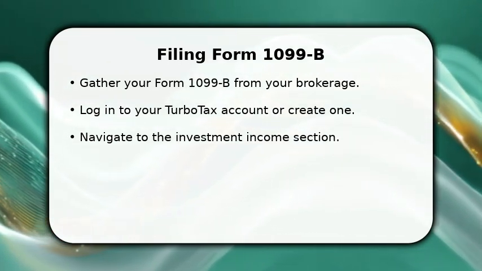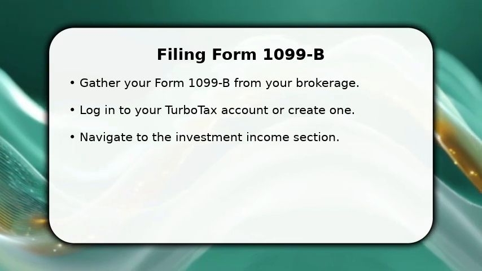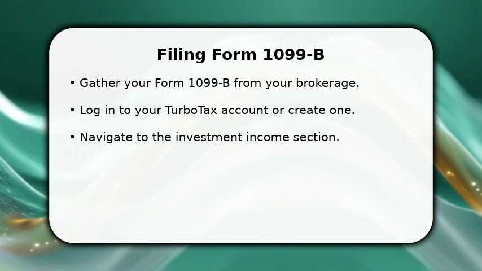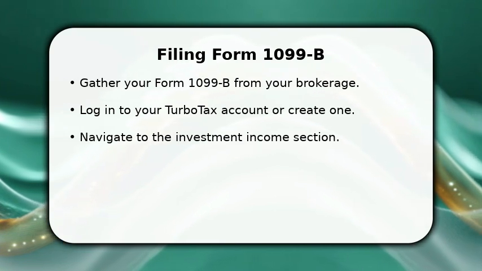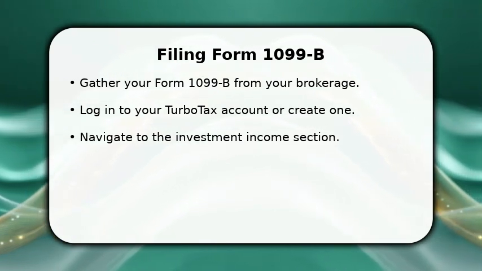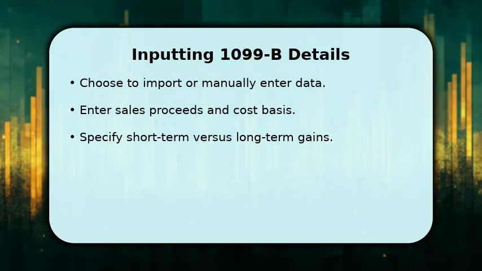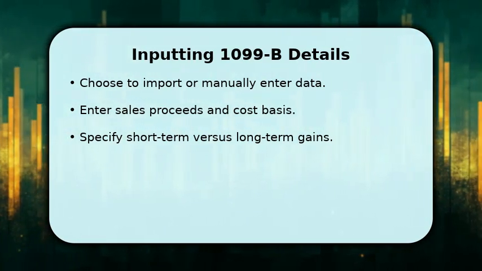Once logged in, you'll want to find the section dedicated to investment income. This is where we'll begin entering your capital gains and losses for accurate tax reporting. Now, let's input your Form 1099-B information.